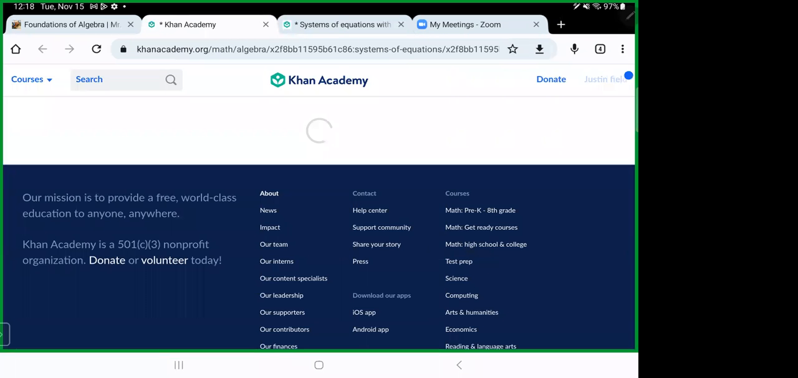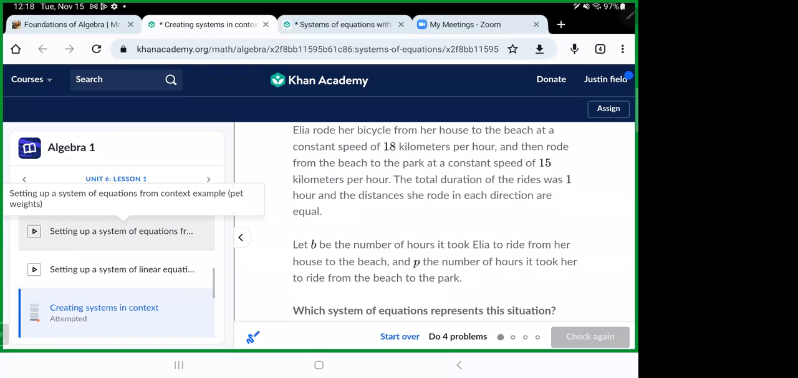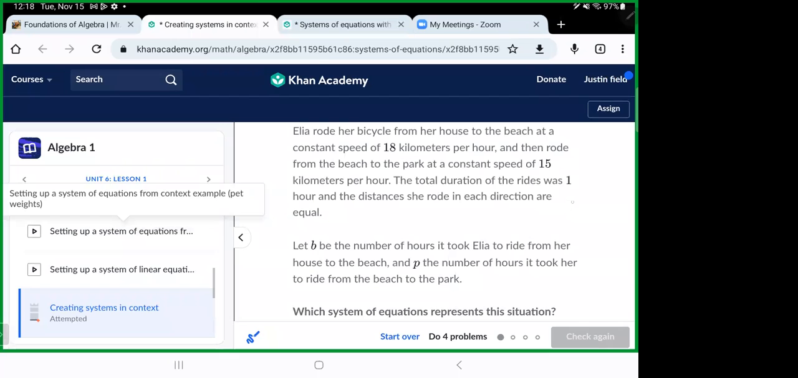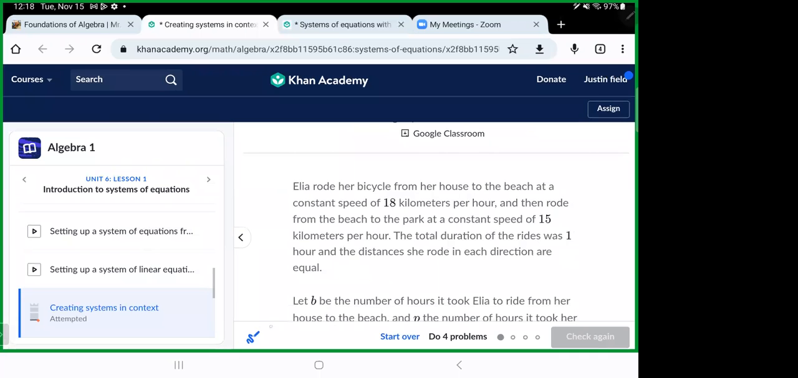All right, now this one is tough. So put all your red questions and then let's have a great conversation about creating systems in context. Okay. So I'm going to read through this one and I'm going to circle the units. That's the first thing I want to do. I'm not even reading it yet. I'm just circling the units.